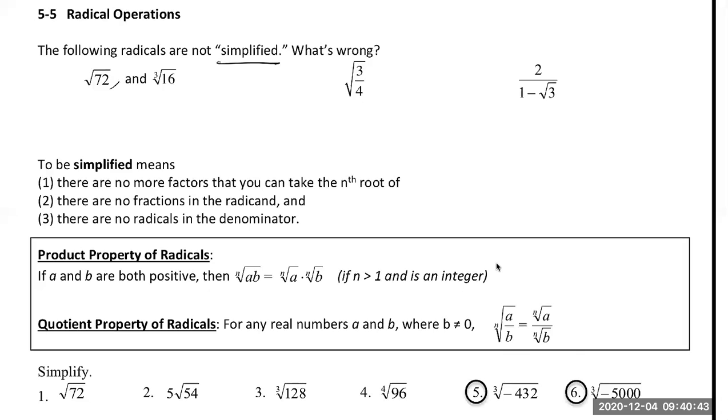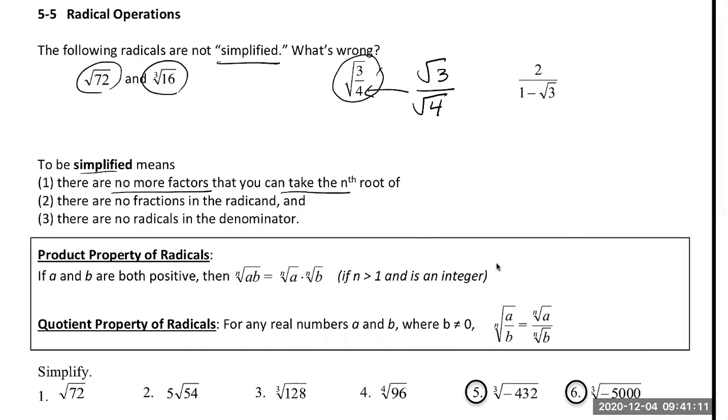Well, as you can see on the first two, there are factors that you can actually pull out of the square root or the cubed root. So to be simplified means that there are no more factors that you can take the nth root of. On this one, we have a radical in the denominator. We can rewrite it as the square root of 3 over the square root of 4.